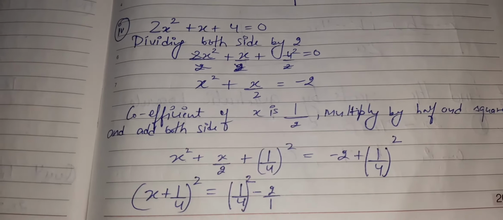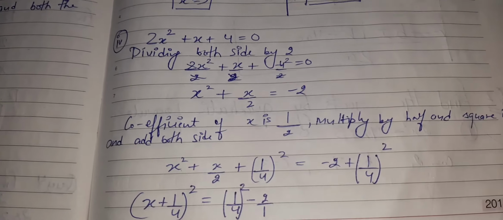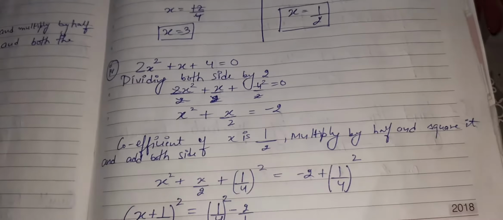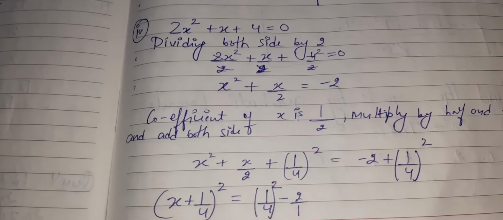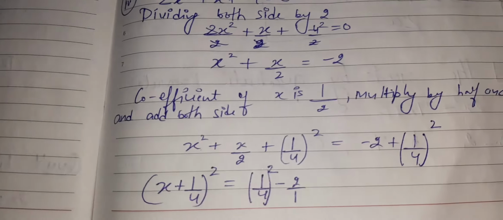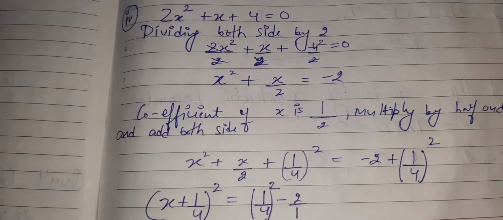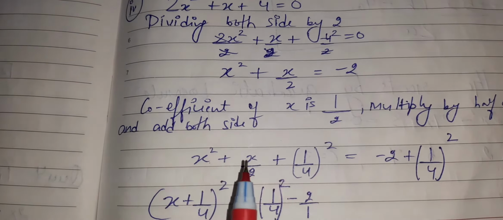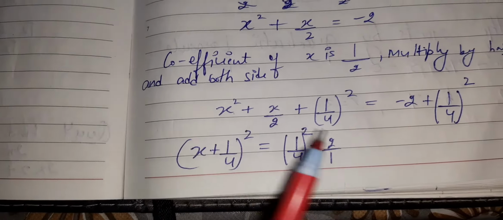Again, the coefficient of x is 1 upon 2, multiplied by half. That will become 1 upon 4. Add this 1 upon 4 square to both the sides. I have done the same. It will become x plus 1 by 4. You have to see this sign. Now it is plus, so it will become (x plus 1 by 4) whole square. If it was minus, it would have become (x minus 1 by 4) whole square. Got it?